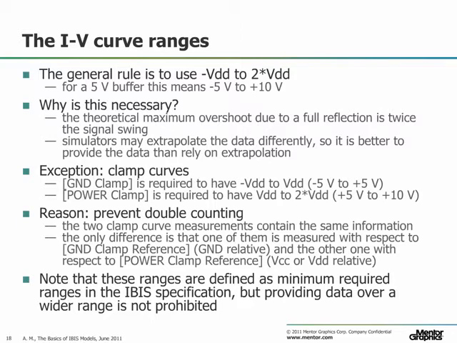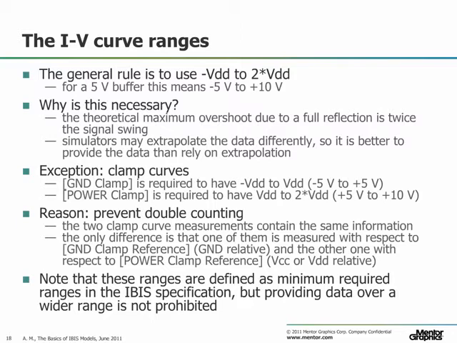The rules are a little different for the clamp IV tables to prevent double counting. The ground clamp and power clamp measurements on a tri-stated buffer really capture the same behavior in the buffer, except that one measurement is done with respect to ground and the other measurement is done with respect to the power supply rail. For this reason, the clamp IV curve measurements are split in two. The ground clamp table will receive the minus VDD to VDD range, and the power clamp will receive the VDD to twice VDD range. This translates to -5 to +5 in a 5-volt case for the ground clamp, and from +5 to +10 for the power clamp.